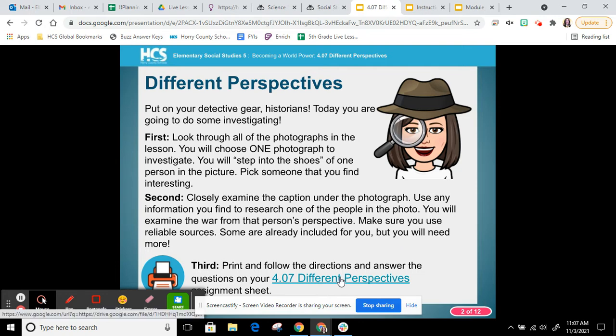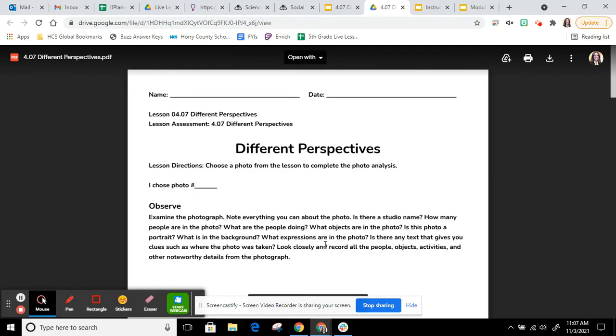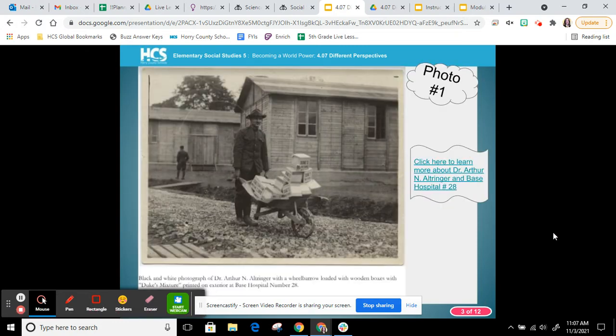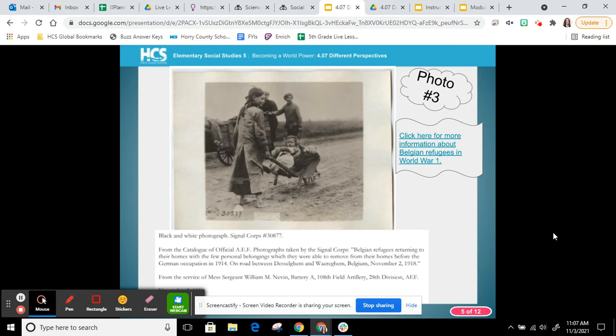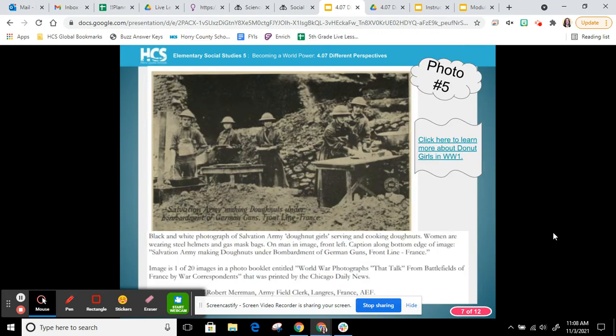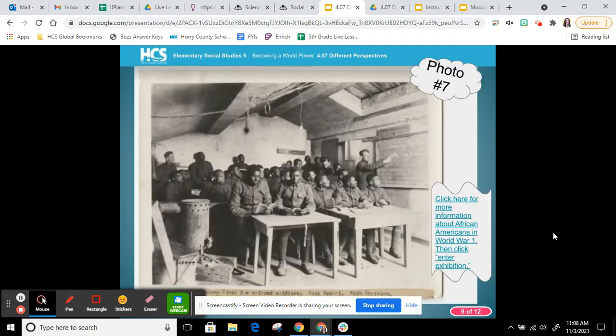So I'm going to go ahead and open the assignment sheet, and I'm going to pretend that I'm a 5th grade student, and I'm going to kind of walk you through this assignment. Lesson directions. Choose a photo from the lesson to complete the photo analysis. So I'm going to go back here to my lesson. I'm going to click through, and I'm going to find a picture that I think is interesting and that I want to know more about. So I'm just clicking through and kind of looking at the pictures again.